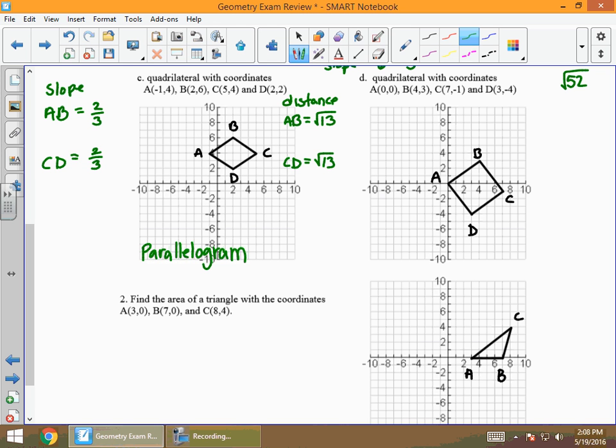But now I need to check and see if it's more than just a parallelogram. Maybe it's a rhombus, or maybe it's a rectangle, or a square. So let's take a look at BC. So from B to C, my rise drops 2. So negative 2. My run is 3. So BC: 3 squared is 9, and negative 2 squared is 4. So this is radical 13.